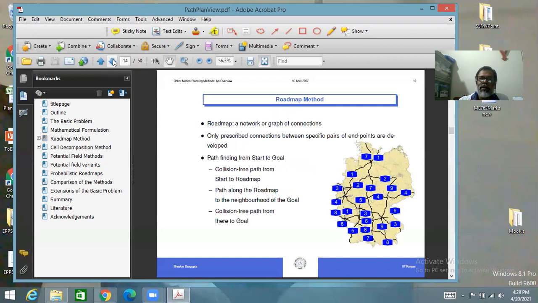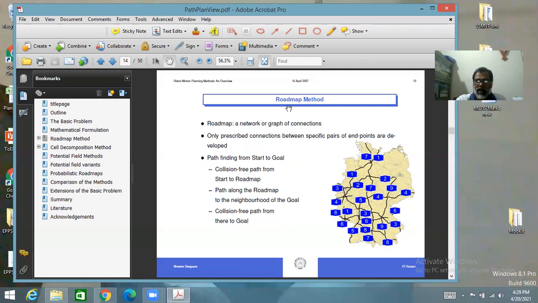Now, we come to the subject matter of actual methods. So the first family of methods that we pick up is the roadmap method. Now, in roadmap, the background is that first you build a roadmap. That is, first you build a network or graph of nodes with connections, which is the roadmap, which is already there. And the connections are between some important points, nodal points. So that graph is already constructed.